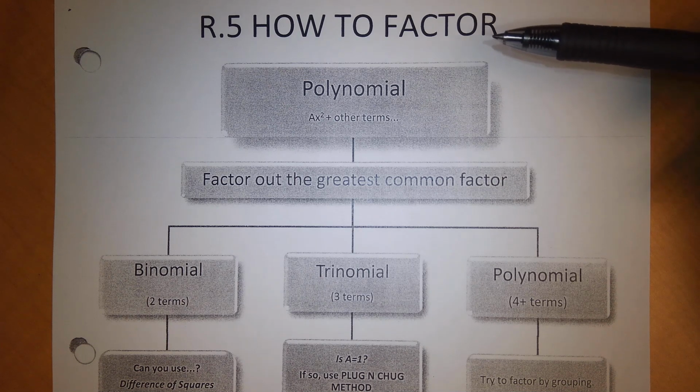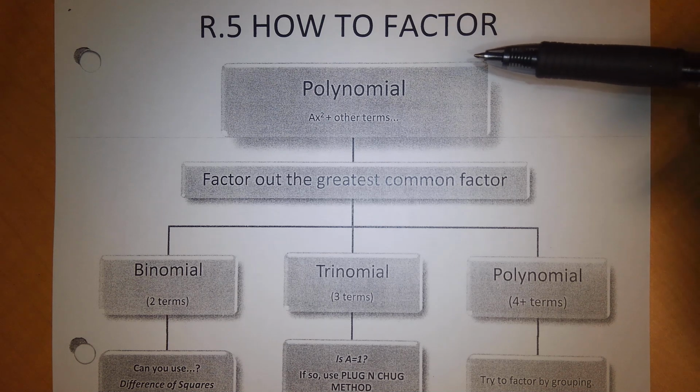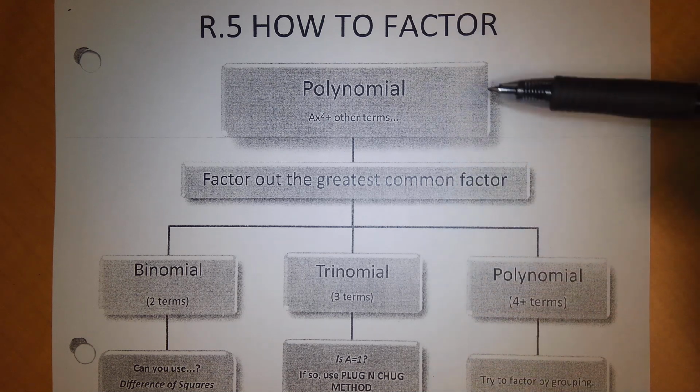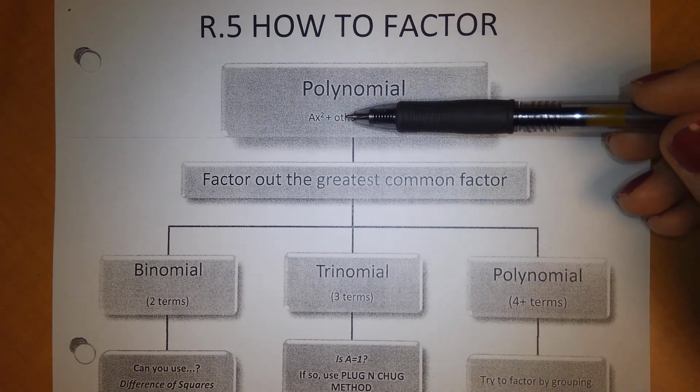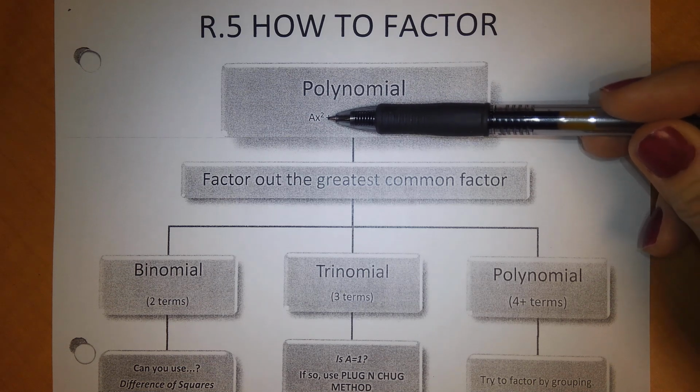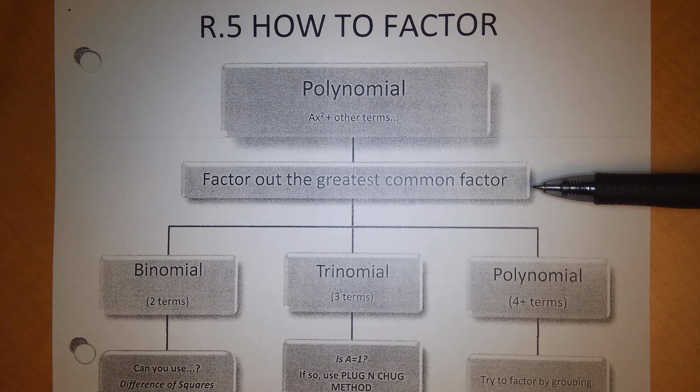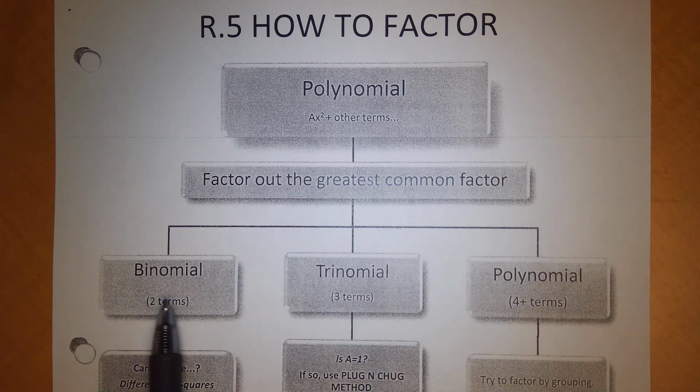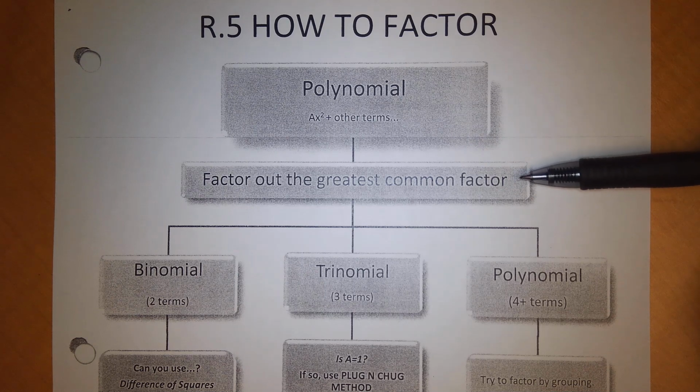On the first page, I've got how to factor in a flowchart. You'll notice anytime you're asked to factor any other polynomial of degree bigger than 1, the very first thing you will always be asked to do is factor out a greatest common factor. No matter how big your polynomial is, you always want to take out that common factor first.